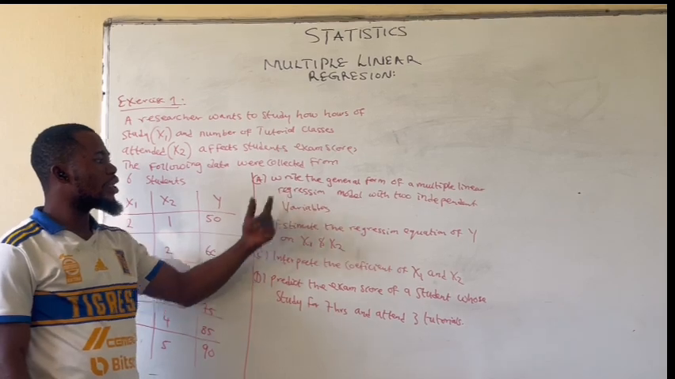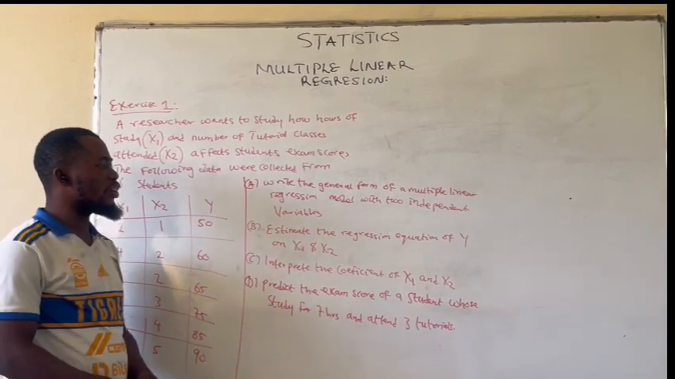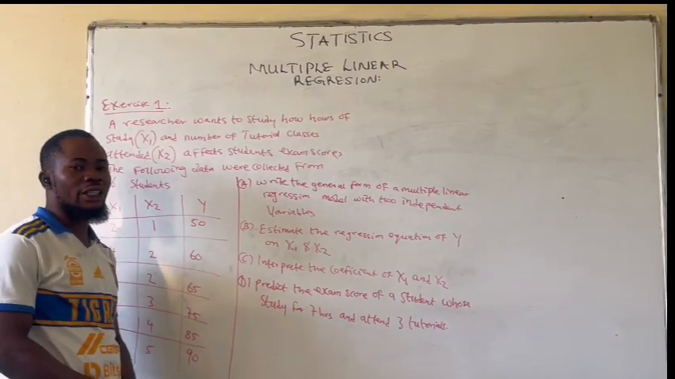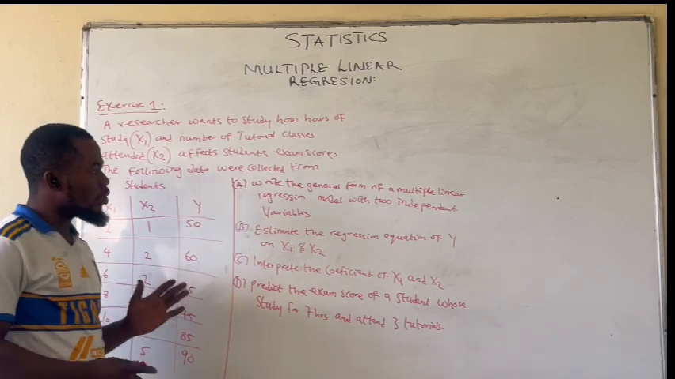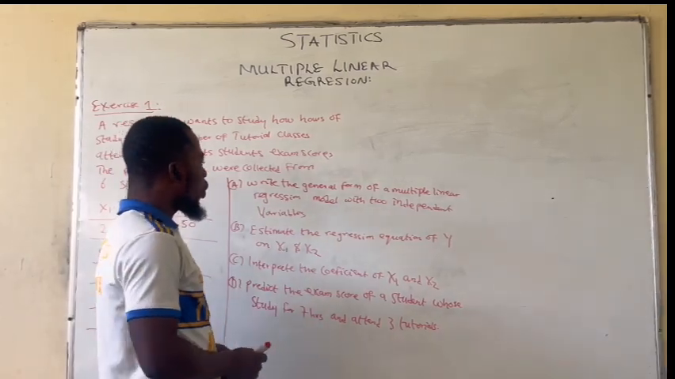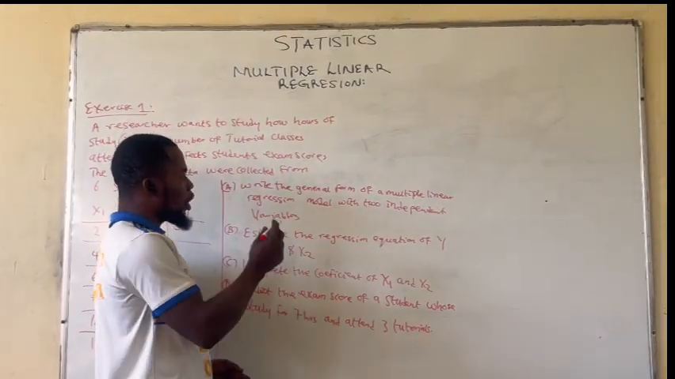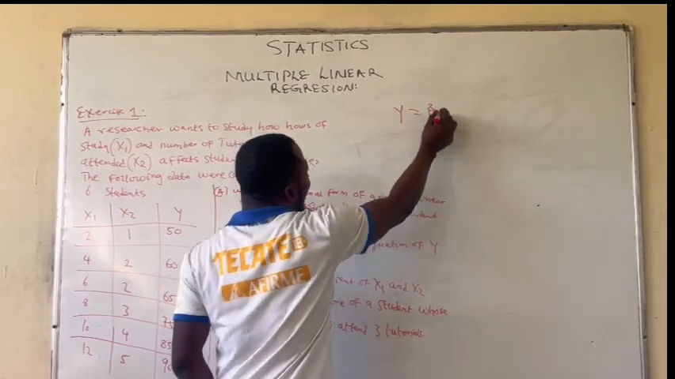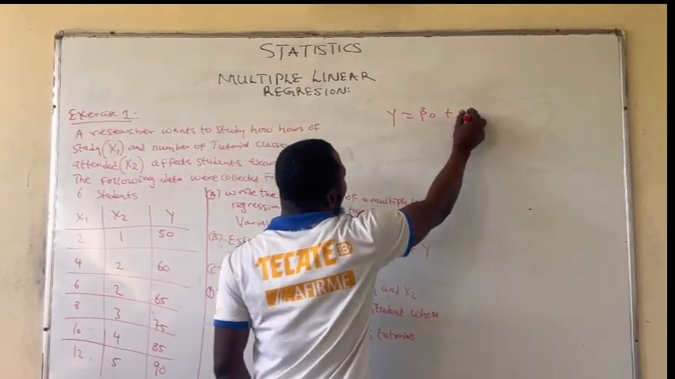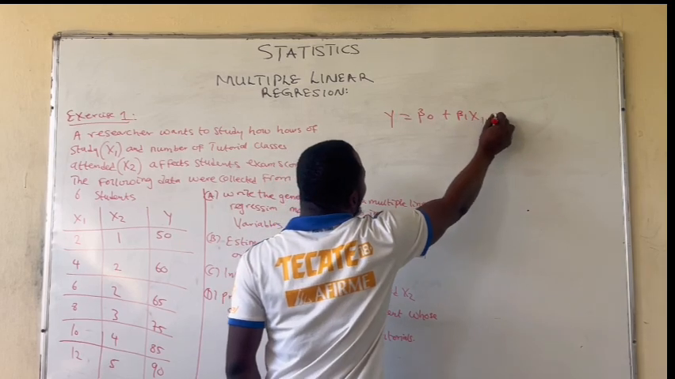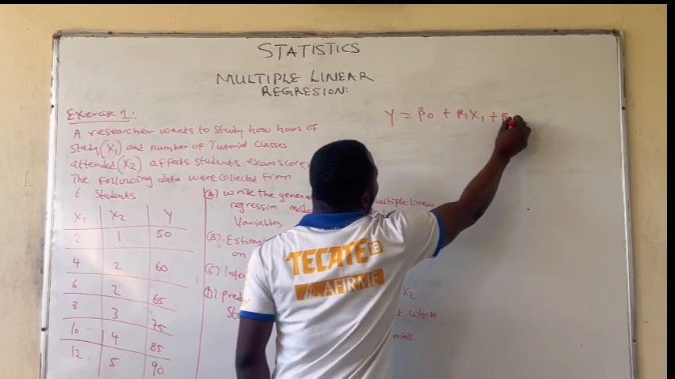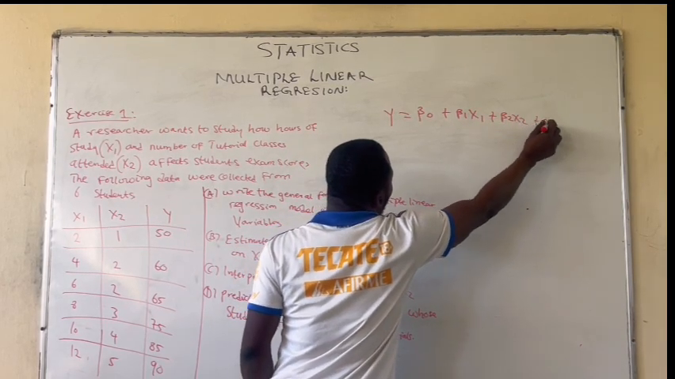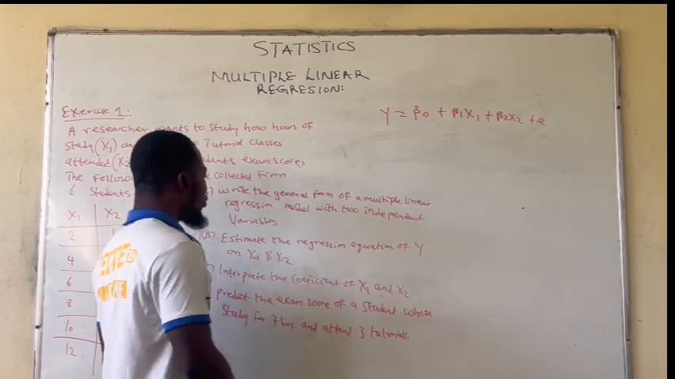Question 1. Write the general form of the multiple linear regression model with two independent variables. This one is straightforward. Our equation model for two independent variables is y equals beta naught plus beta 1 x1 plus beta 2 x2, then plus e, that is the estimated error.